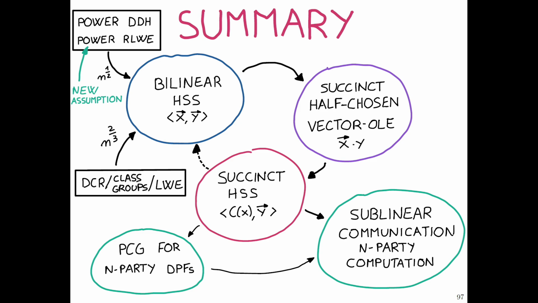To summarize, we have shown how to use DCR or class groups to construct bilinear HSS, succinct half-chosen vector OLE, and succinct HSS. The succinct HSS is useful for distributed point functions and sublinear MPC for arbitrarily many parties on layered circuits. Thank you.